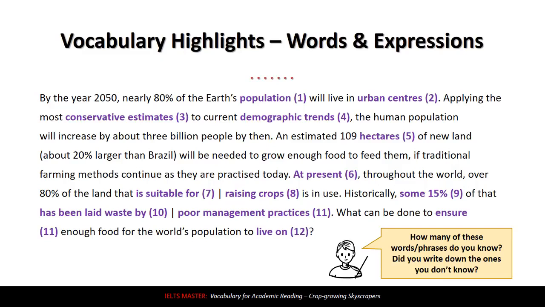Imagine how many you can get if you look at the whole reading test article. A whole lot of great vocabulary, great expressions, great collocations, lots of stuff. So how many of these words or phrases do you know? And most importantly, did you write down the ones that you don't know? Are you going to remember them or are you going to forget them right after this video? I want you to remember them, okay?